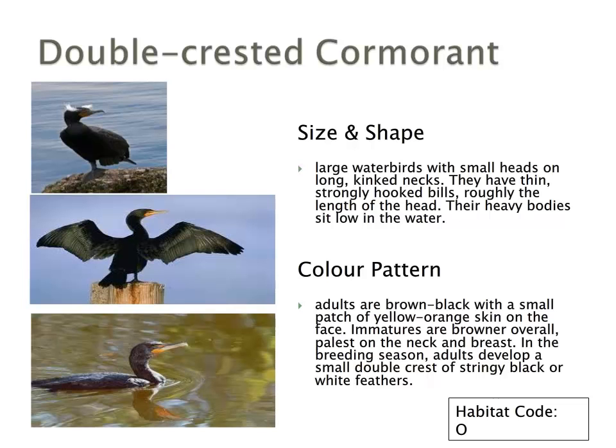The adults are relatively brown or black, with a small patch of yellow-orange skin on the face, which you can see present in the images, particularly on the bottom. In the breeding season, the adults develop a small crest of stringy black or white feathers, which again you can see on the images present on the slide.